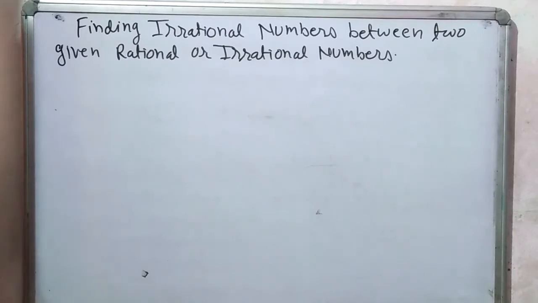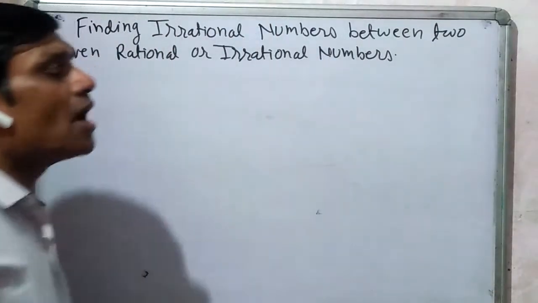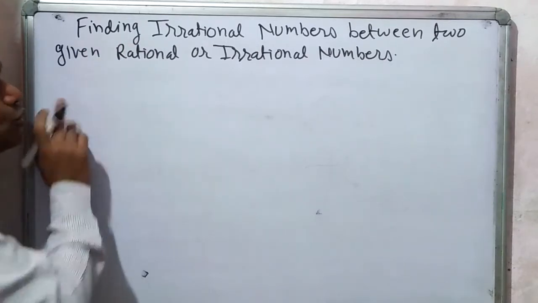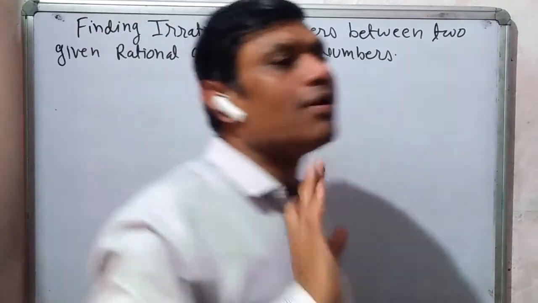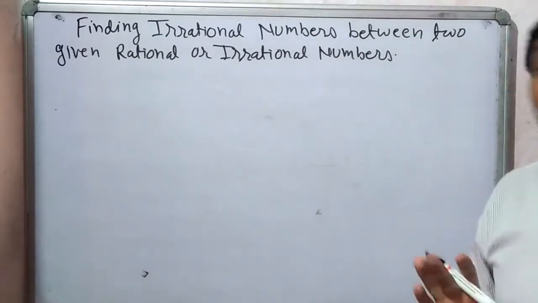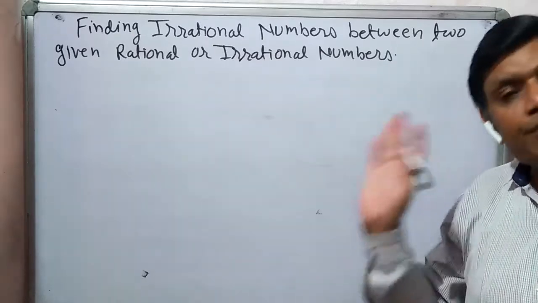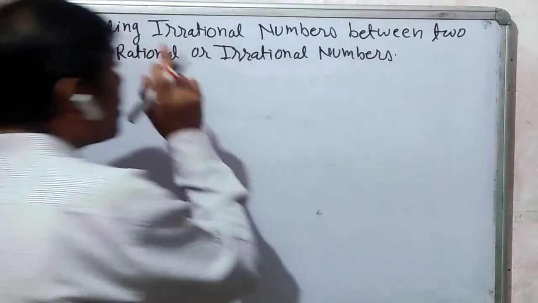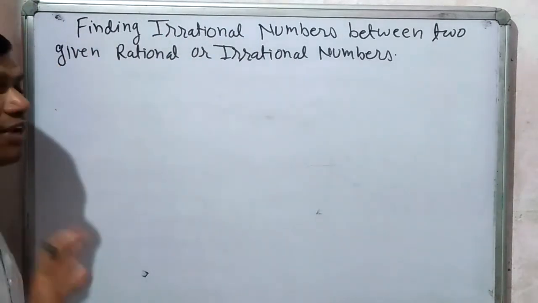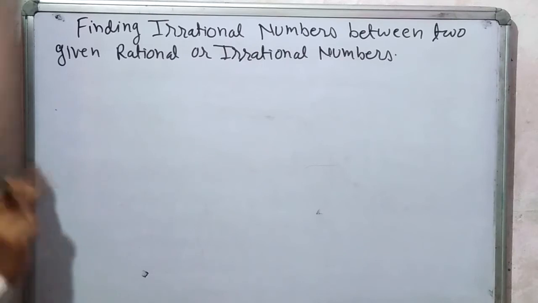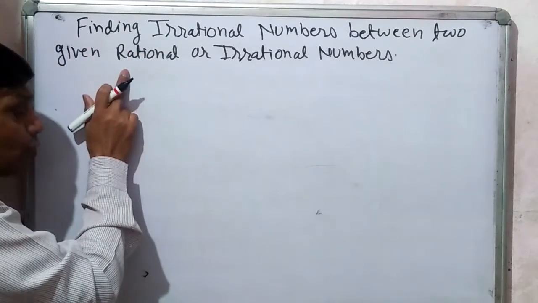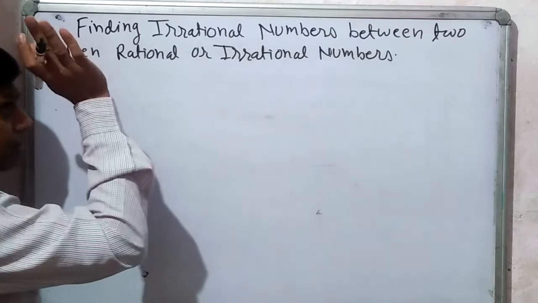The next thing, dear students, that we have to understand in this chapter is how to find more irrational numbers between two given either rational or irrational numbers. We could be given two rational numbers or two irrational numbers. How do we find more irrational numbers between them? Till now we had been finding methods to find rational numbers between two given rational numbers. But now we have to find the method of finding irrational numbers between two given rational or irrational numbers.